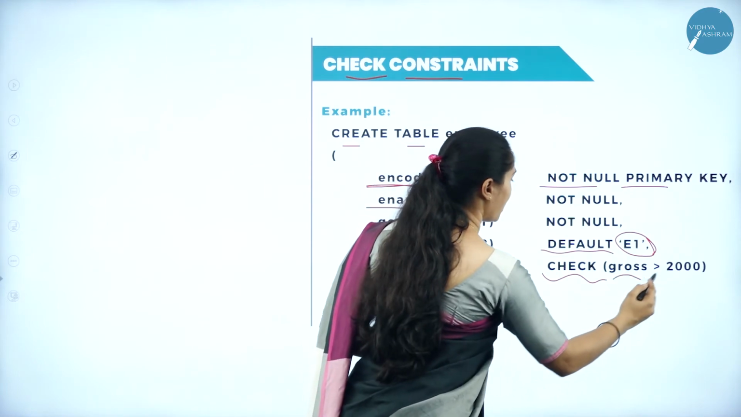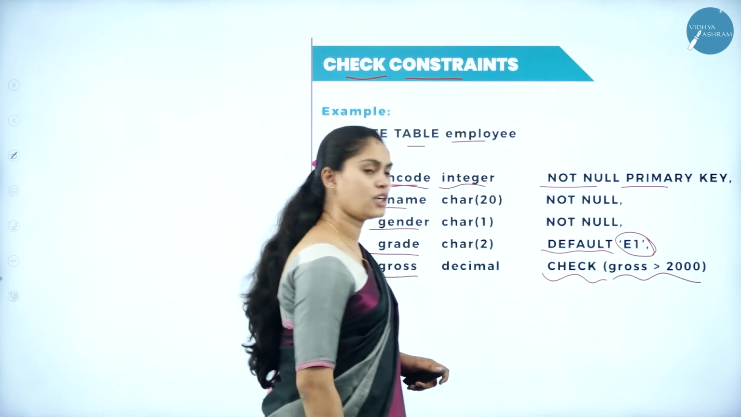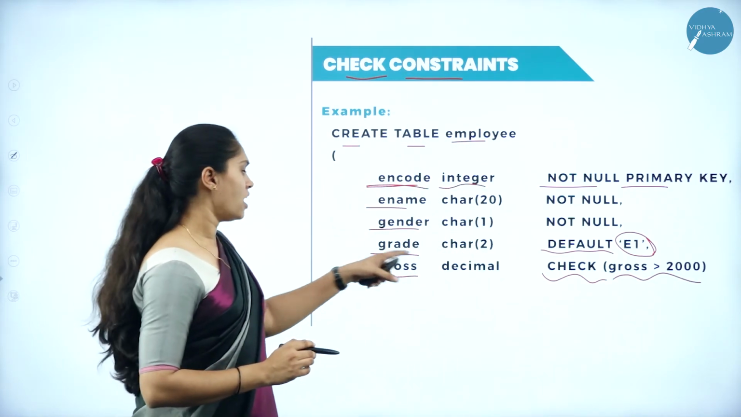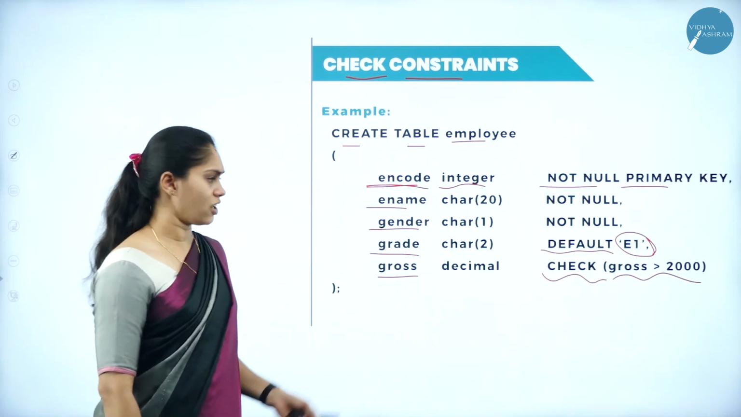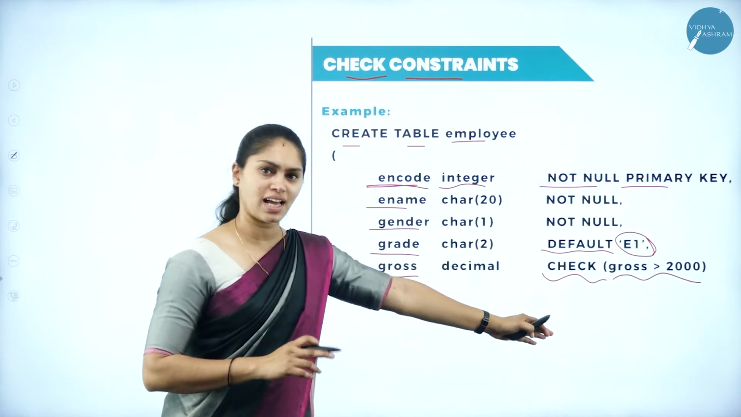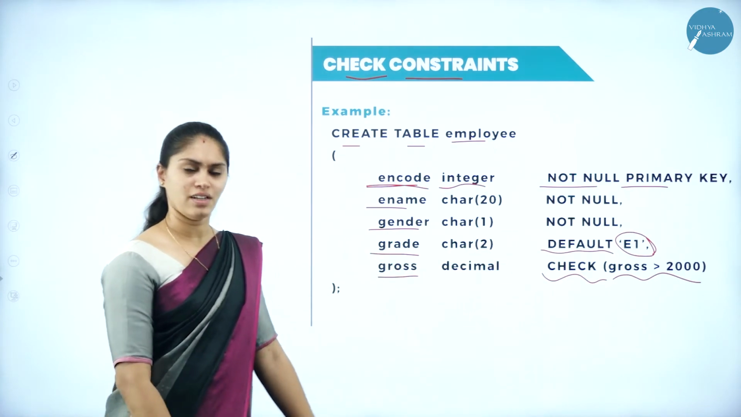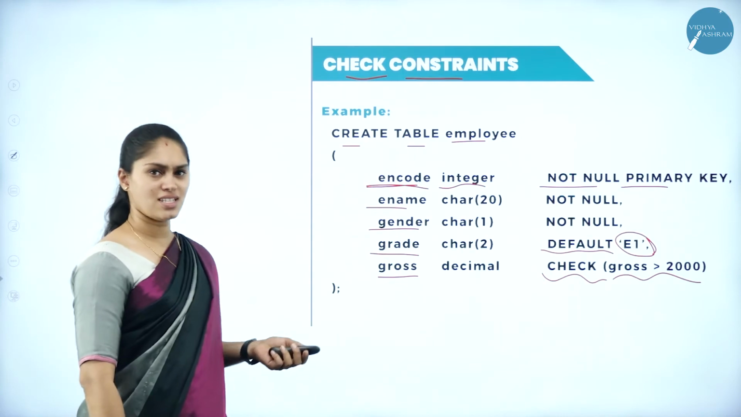So here we are checking gross salary is greater than 2000. Only if it is true will it proceed to accept the value for gross salary. Otherwise, we are just checking whether the gross salary value is greater than 2000 or not. This is related to the check constraint.